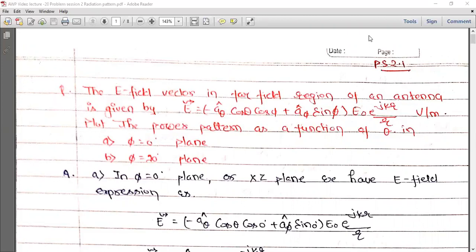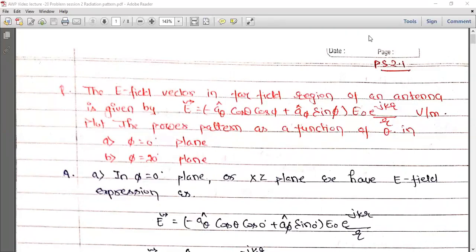The electric field vector in the far field region of an antenna is given by E, and the curly vector over E is used to represent a phasor. So E with this curly vector is known as the electric field phasor. This is our notation for the sake of simplicity. So the E field phasor is given by cos theta cos phi minus cos theta cos phi a theta cap plus sin phi a phi cap, times E0 e to the power minus j k r upon r, where theta, phi and r are the usual spherical coordinates as we already understood. E0 is an arbitrary constant which shows the magnitude of the electric field intensity.